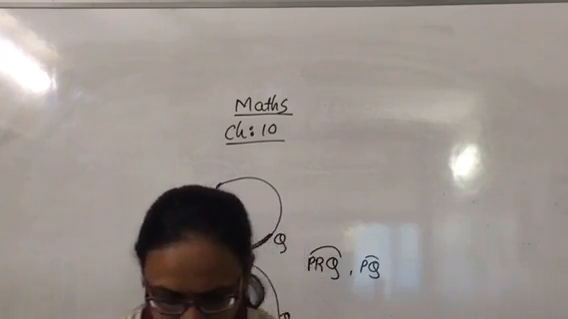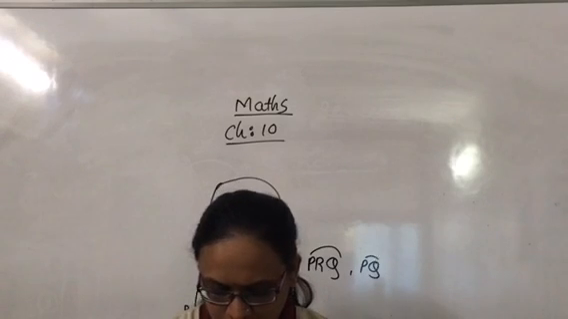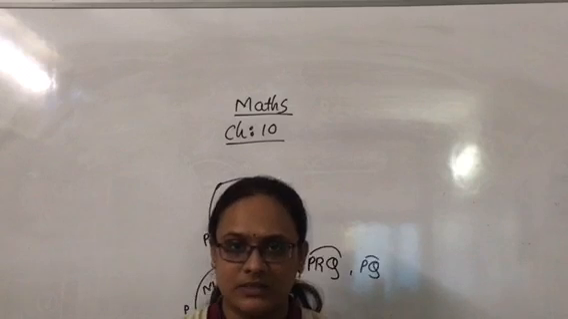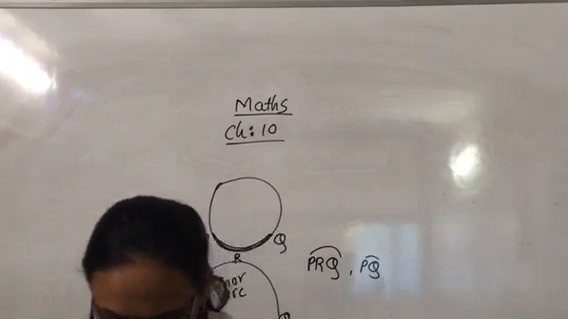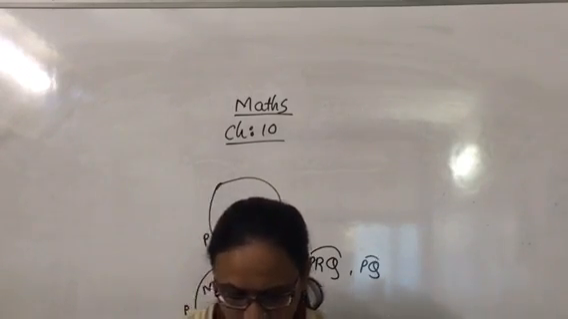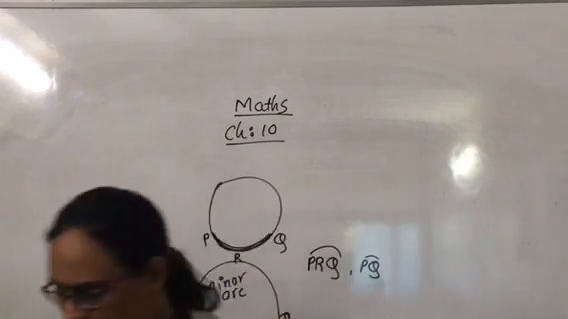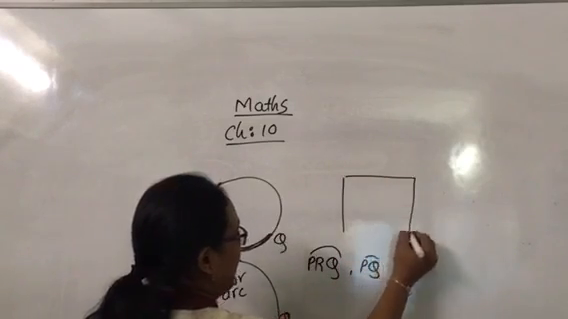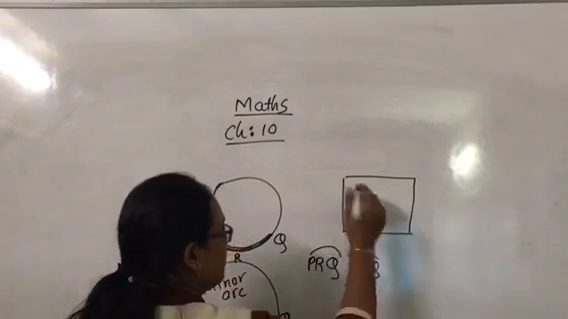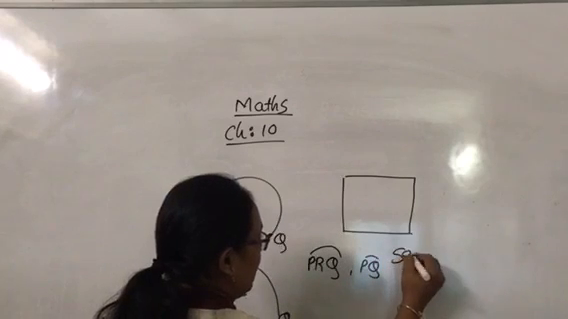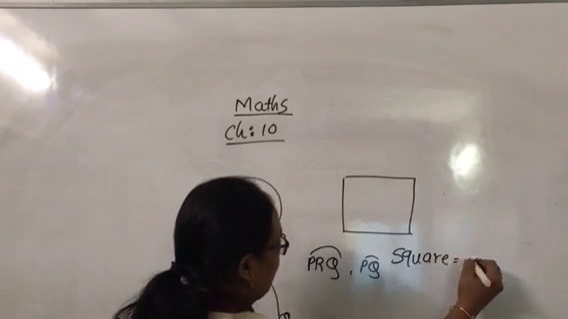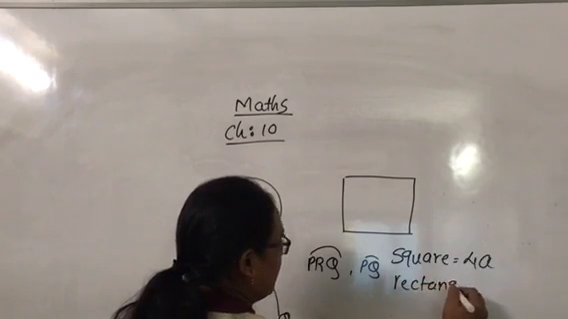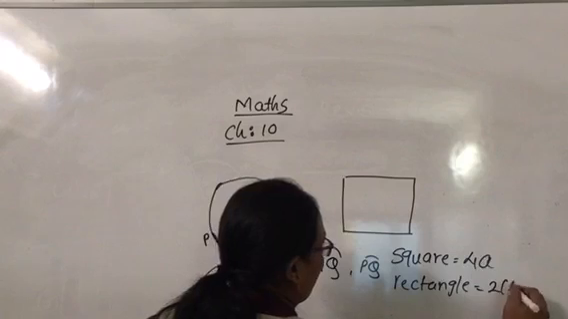When P and Q are ends of a diameter, then both arcs are equal and each is called a semicircle. The length of the complete circle is called its circumference. As we know, every closed figure has its perimeter. Like a square, which has perimeter 4 times a. A rectangle also has a perimeter, 2 into L plus B.